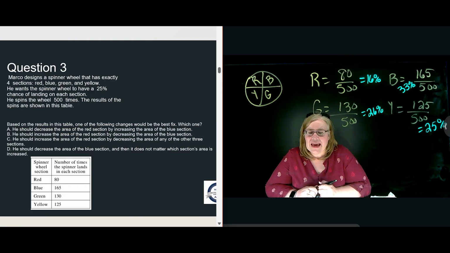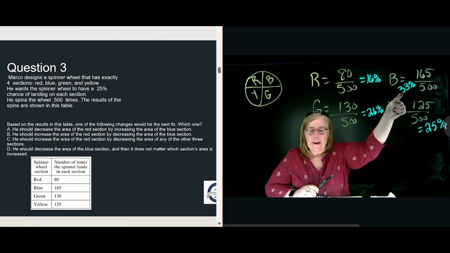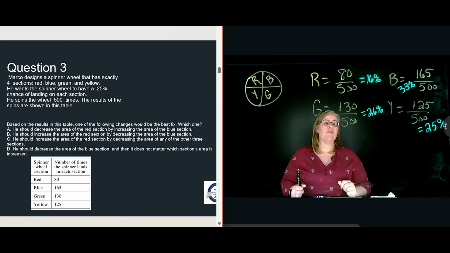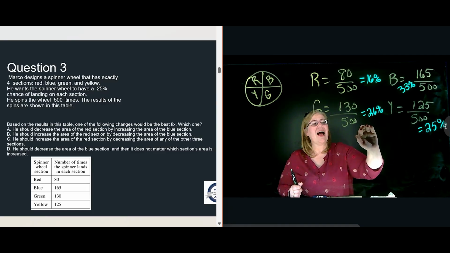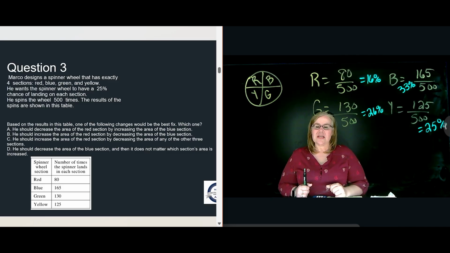Let's look at D. He should decrease the area of the blue, which possibly could be right, but then increase any of the others. Well, that's not true, because if I increase this one, I'm still going to be a lot larger than that 25%. So I know C and D cannot be the answer.